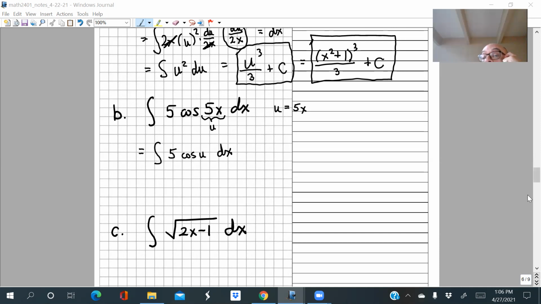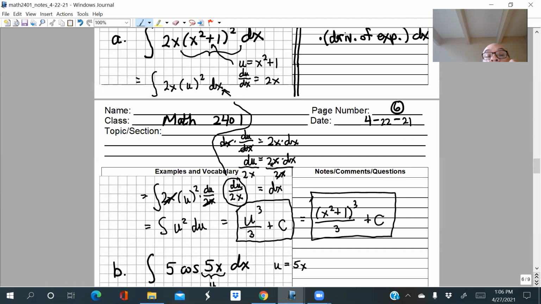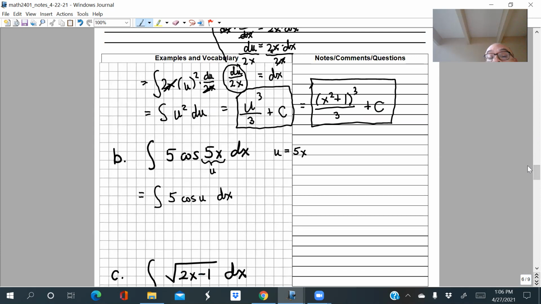Okay, well, up here, once we had made this substitution, then what did we do? What was the next line? You took the derivative of it. Take the derivative of u with respect to x. You're always going to do it with respect to x. So that's 5. That's easy. That is 5.